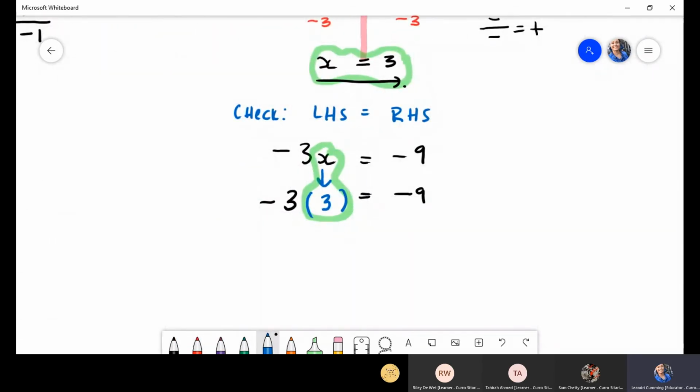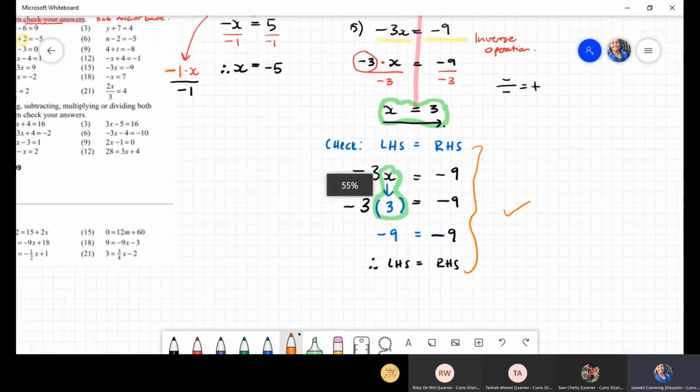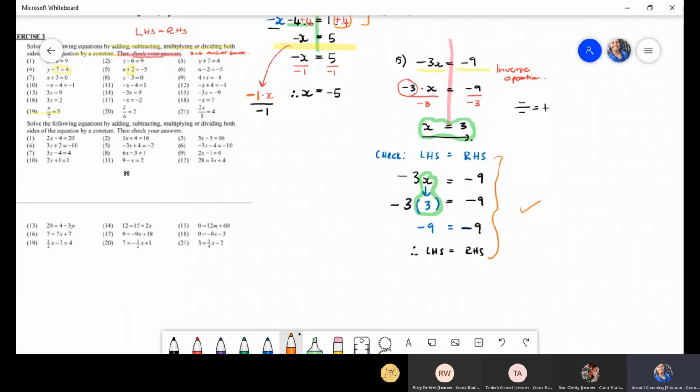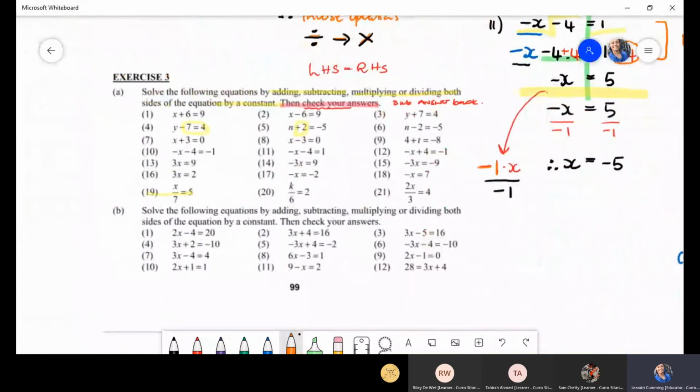What do I get? -3 times 3 is -9. Is that in fact equal to the -9 that's been given to me in my equation? Yes. Great. Therefore, my left-hand side is equal to my right-hand side. And this is a check, okay? This is your check. So that would, yep, 100%, you got it right. It works, okay? Right, let's quickly look at some of these other ones that might have also caused some confusion.